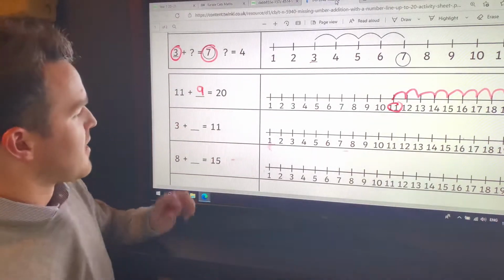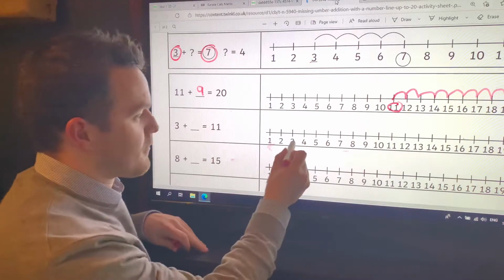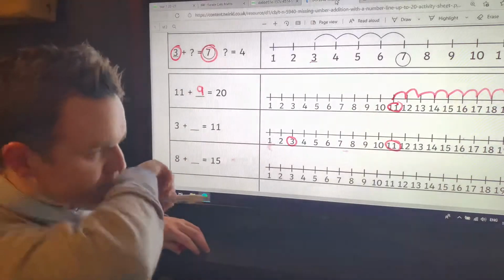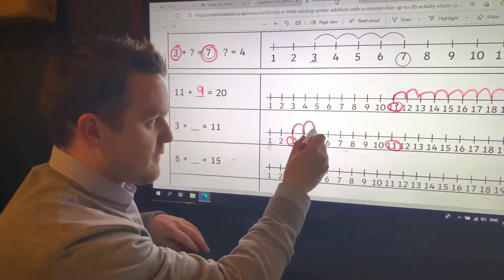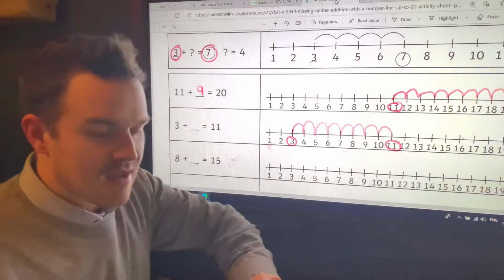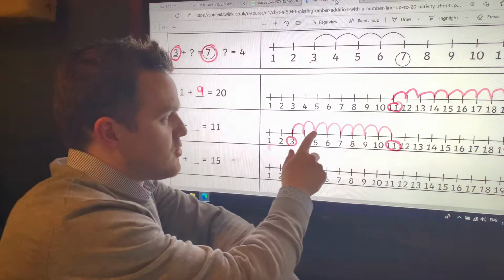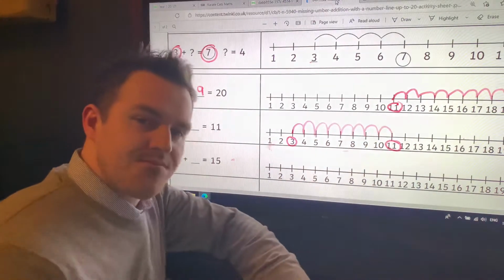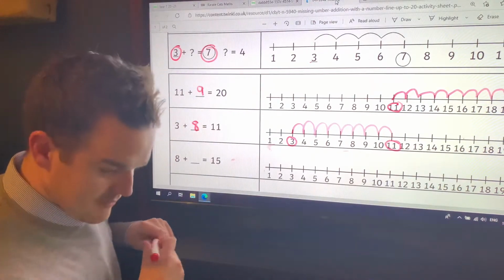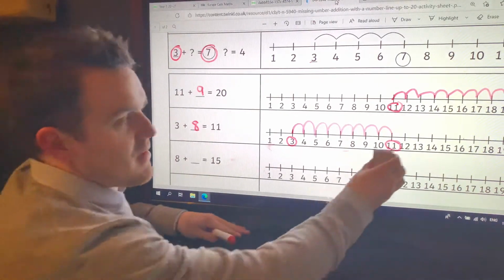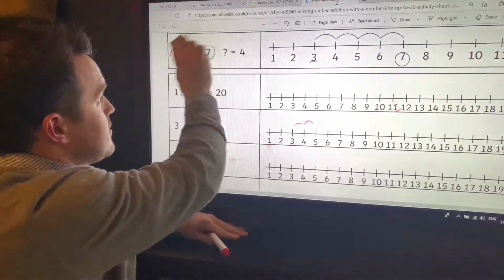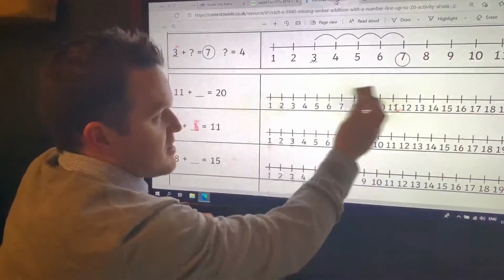Okay, I'll do another one. 3 plus something equals 11. So they want to go from 3 and they want to end up at 11. So how many more do they need? 3, 4, 5, 6, 7, 8, 9, 10, 11. How many jumps did I add on? 1, 2, 3, 4, 5, 6, 7, 8. 8 jumps, 3 plus 8 equals 11. Okay, so there's a few of those to do. Something we've done a lot of in class, the number line ones especially.